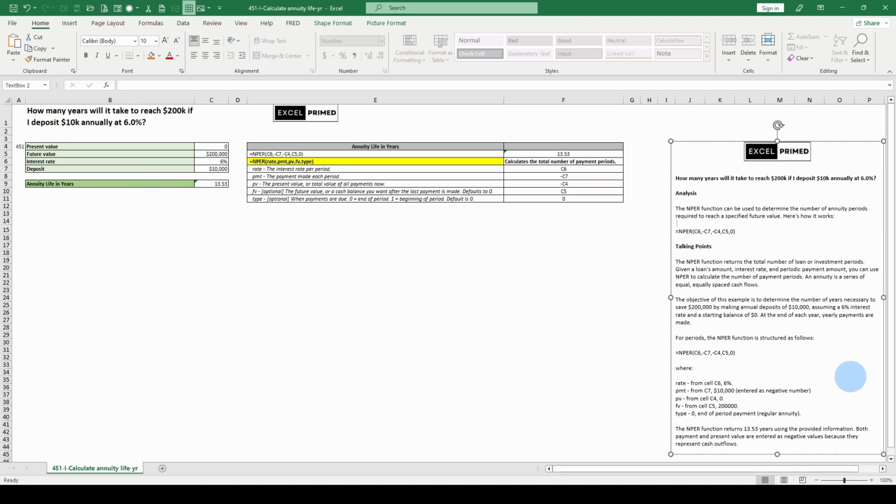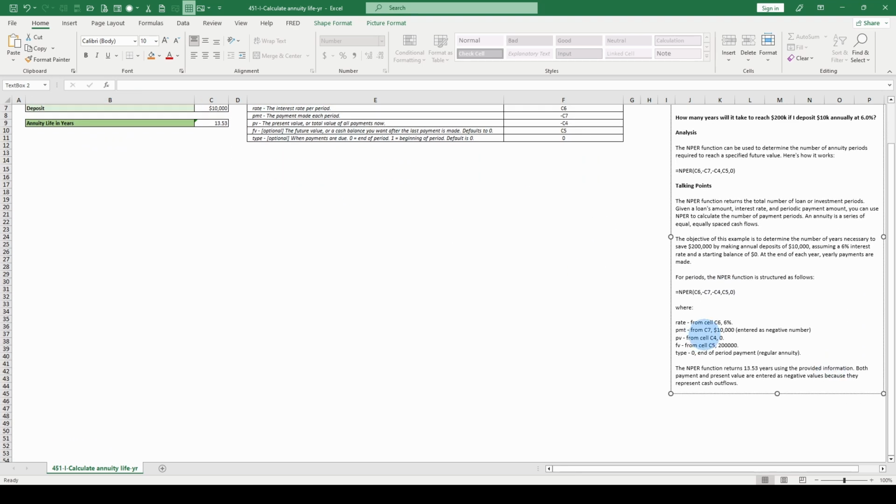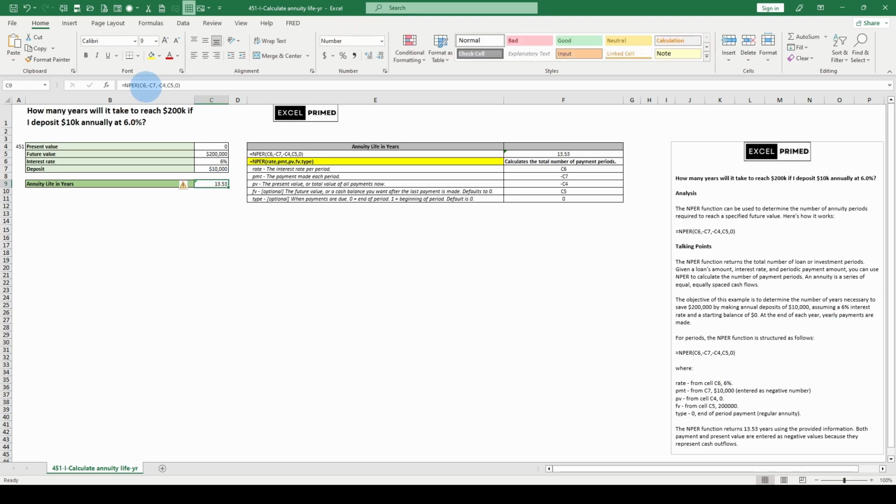We're going to compound annually. Present value, 0. Future value, 200 grand. That's what we're shooting for. Present value, we're not shooting for. Type, end of period, we're just going to use regular annuity. We just plug that information in.